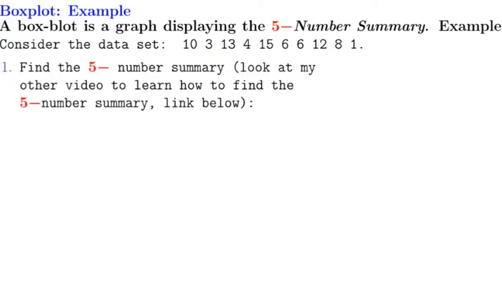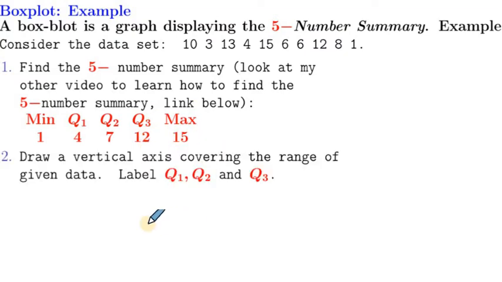To find the 5-number summary, look at my other video to learn how to find the 5-number summary. So I will provide the link below. So from this data, our minimum is 1, our Q1 is 4, our Q2 is 7, our Q3 is 12, and the max is 15.